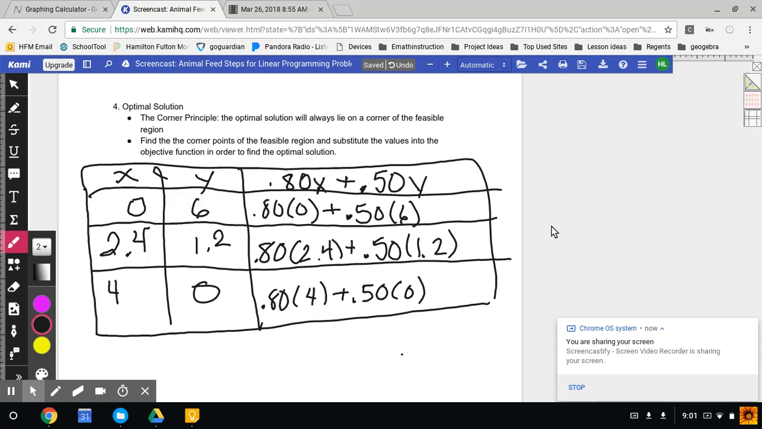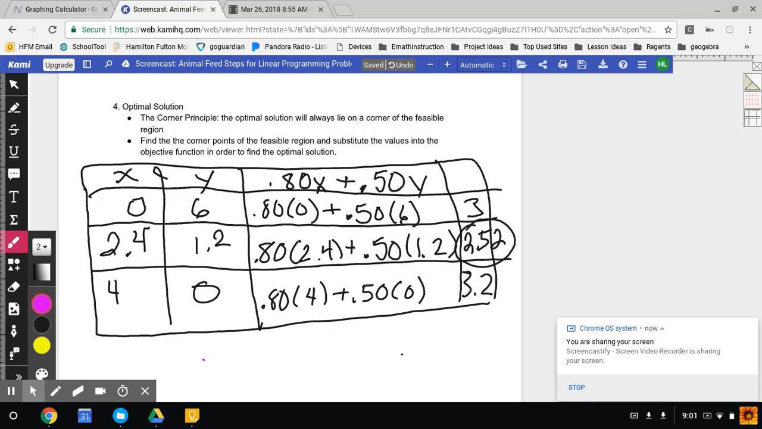So 0.5 times 6, this one is 3. 0.80 times 2.4 plus 0.5 times 1.2 is 2.52, and 0.80 times 4 plus 0.50 times 0 is 3.2. Now, if I'm trying to minimize my cost, my lowest number here is 2.52.